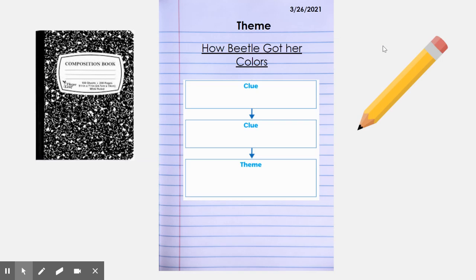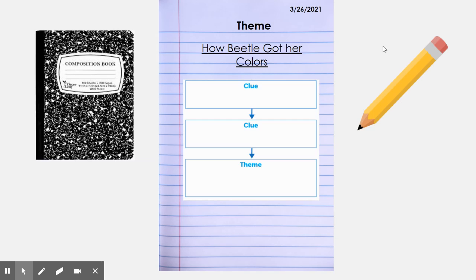You will need your composition notebook, turning to the next clean page, putting today's date at the top, labeling the top with our comprehension skill, which this week is theme, and including the title of our story, How Beetle Got Her Colors. Then you will draw a picture of our graphic organizer we have been using this week.